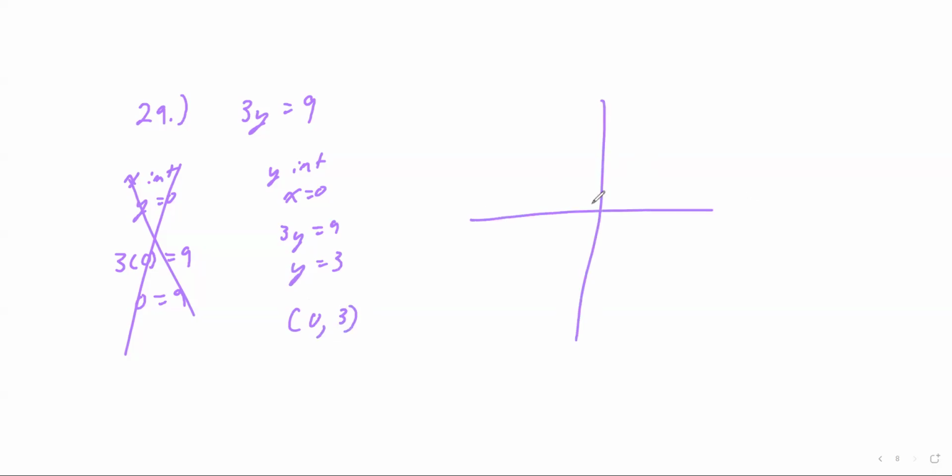So I graph it over here. I go to 1, 2, 3 here. There's my 0, comma 3. When it's written like this with no x-intercept, you just have a horizontal line. It does not cross the x-axis. It will only cross the y-axis. All right, let's look at some more. Let's look at 31.